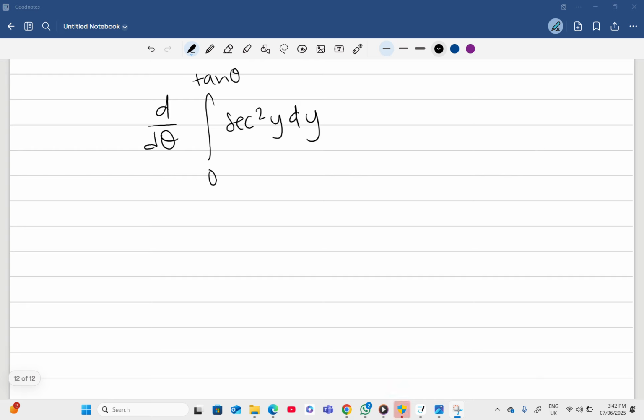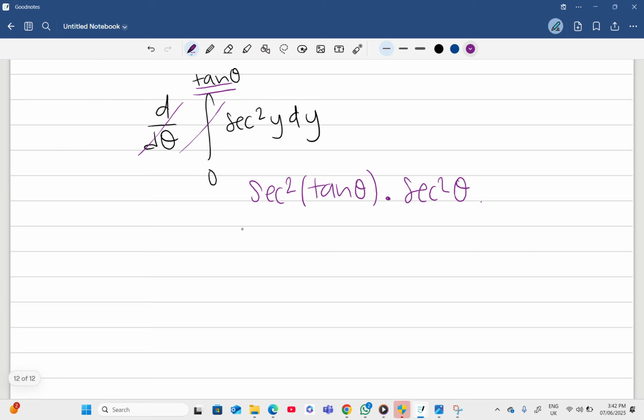Okay, now here, what's the difference between this and the previous questions? They already put for me the d by d theta here, so I can just show that these two cancel, and I'm just going to solve normally by getting the tan theta into the y, so secant squared tan theta multiplied by, what's the derivative of tan? It is secant squared theta, and that's my final answer.